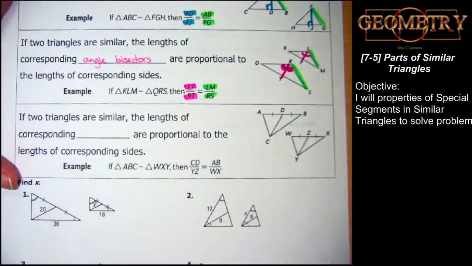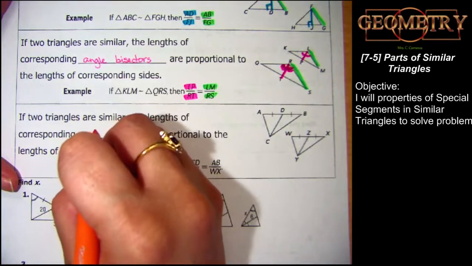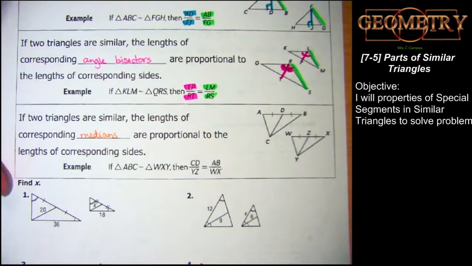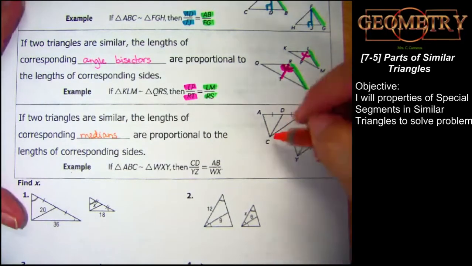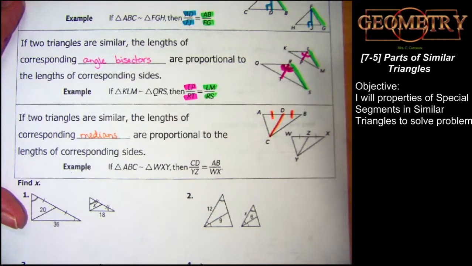The last one. If two triangles are similar, the lengths of their corresponding medians will be in proportion to corresponding side lengths. Remember, medians come from a vertex. They run into the opposite side, and they do so at a spot where they're congruent on either side. Okay? So there are your medians.